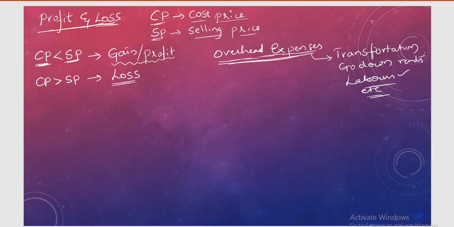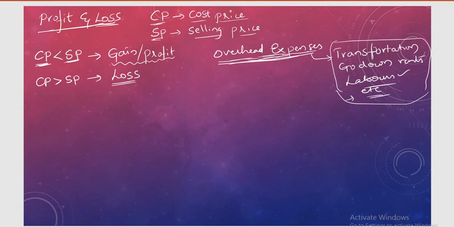So we need to pay other than the cost of the goods. For all these things, the shopkeeper needs to bear all of these. So based on all these amounts, he will be keeping some margin, and then he will be selling the goods, right? To get the maximum profit. Okay, so all these things are nothing but what we call overhead expenses.